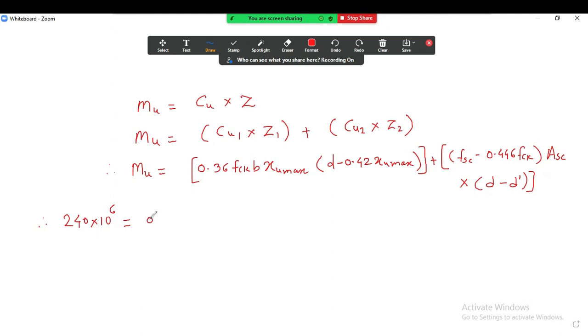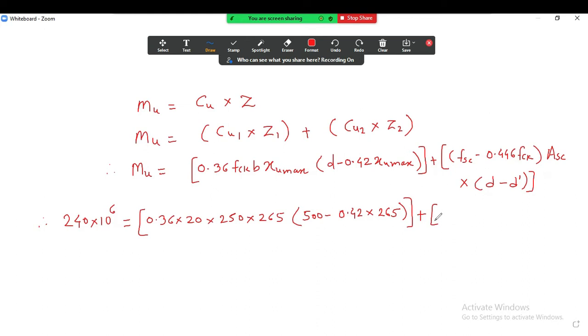Then this is equal to 0.36 into fck, which is 20, into b. b is the width of the section, it is 250, into Xu max, which is 265. Multiply this by d, the depth of the section, it is 500 minus 0.42 into Xu max, 265. So this is our first bracket, Cu1 into Z1, plus, now in the second bracket, fsc.